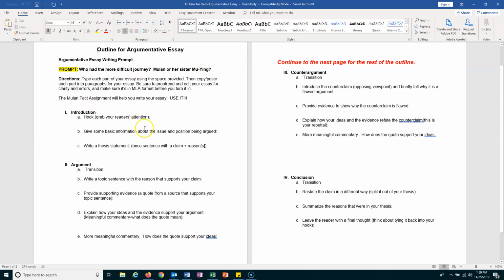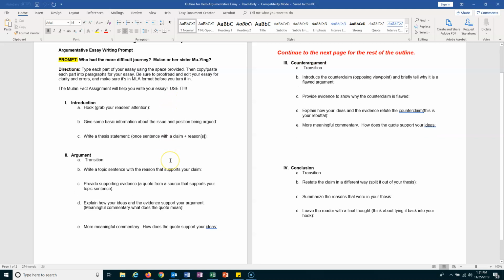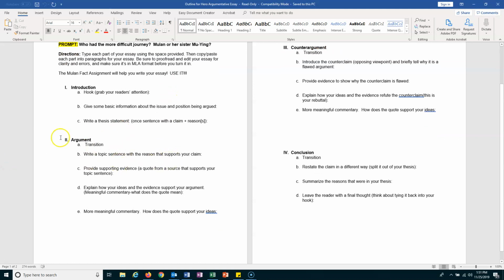You have the hook, you have the introduction, your thesis, of course, we've already talked about that. Your thesis usually is naming both of the pieces that you've read. You talk about the authors' names, and then you restate your prompt in some way. That's going to be your thesis. It's pretty simple, right? So then you go into argumentation.